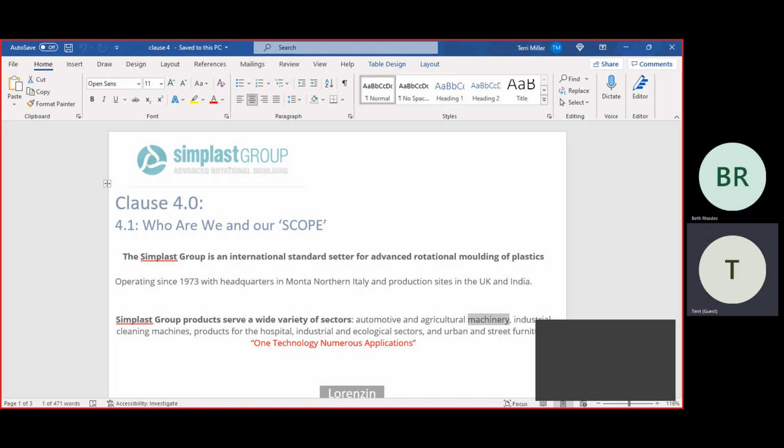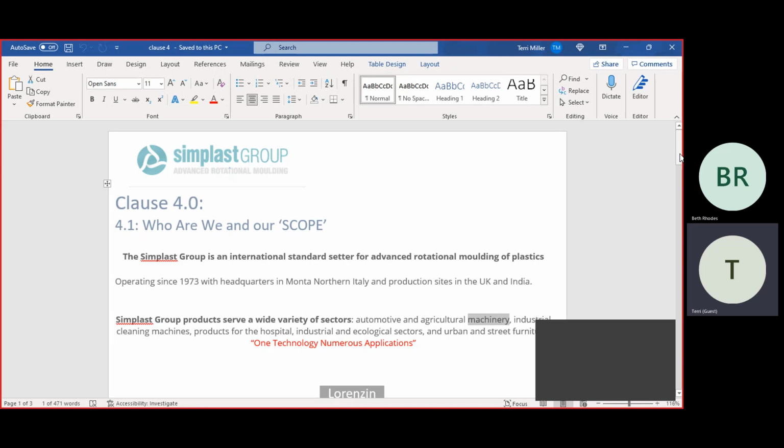So I'm going to hand you over to Terry now, and she's going to take that away. Hi, so when I did mine, I actually put the scope into 4.1. You will see further down on another one of the sub-clauses that it does talk about your scope again, but I've already put it here, so I just relate back to it. But I'll show you again when we get there. So clause 4.0 is the context of your organisation. 4.1 relates to who you are and what you do as a company or an organisation.